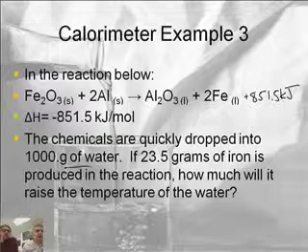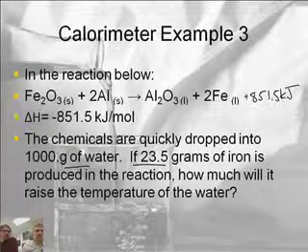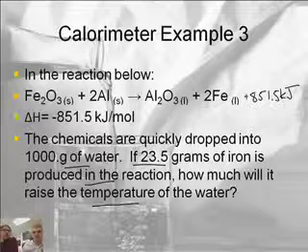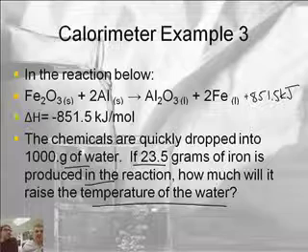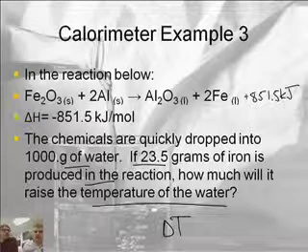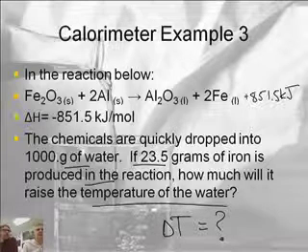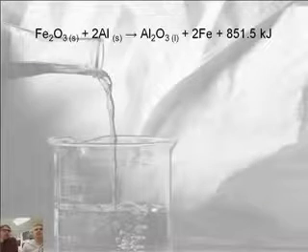Now here, the chemicals are quickly dropped into 1,000 grams of water. If 23.5 grams of iron is produced in the reaction, how much will it raise the temperature of the water? Okay. So we want to see how much the temperature goes up. Right, so we're solving for delta T. So delta T is the question mark, right? All right, so let's see if we can do that. Okay. So let's go to another screen here.